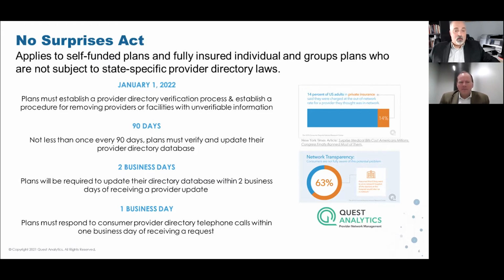Additional requirements. That directory needs to be in a public-facing provider database, and it needs to be updated not less than every 90 days. When a plan receives an update from a provider, the plan has 2 days to make the update into the directory. I know for many of you that's problematic, and we can later in the conversation talk about why that may be problematic and what we might be able to do about it.